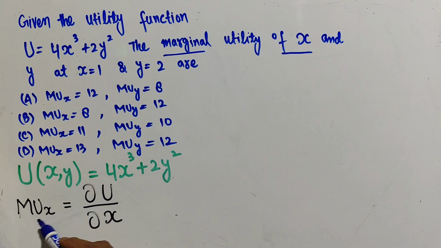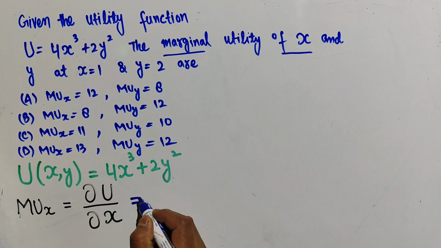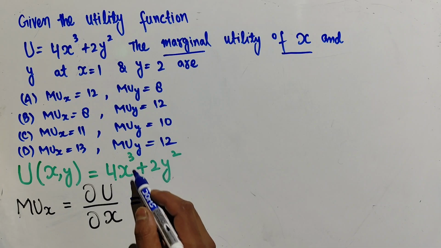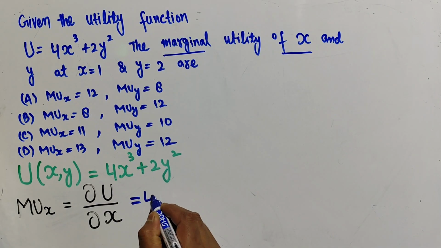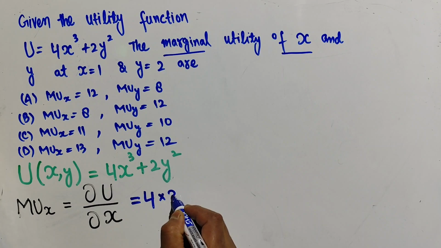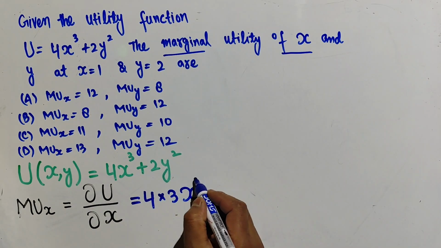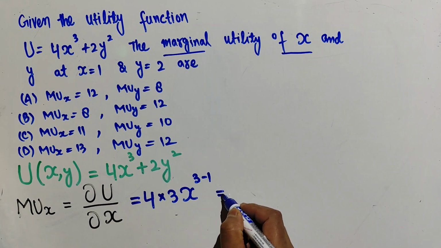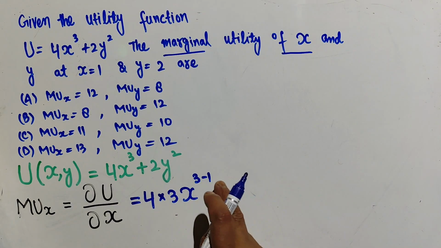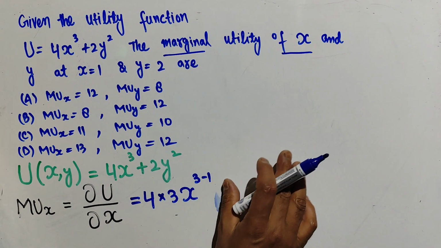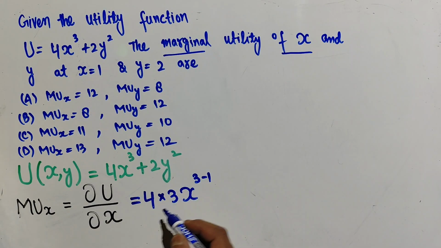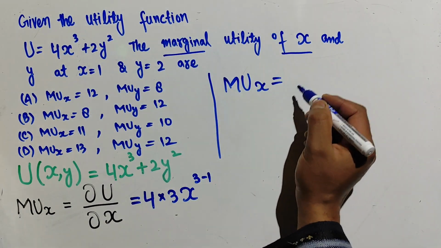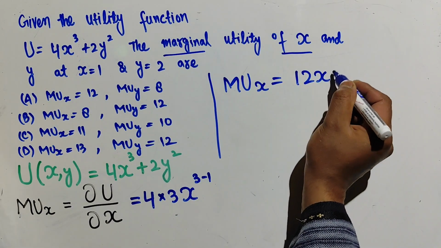So when we take the partial of this utility function, the derivative of x cube is 3x square by the power function rule. So we have 4 times 3, then we have x to the power 3 minus 1. We are applying the power function rule, and the derivative of the second term will be equal to 0 since we are taking the partials here. So marginal utility of good x comes out to be 4 3s are 12x square.